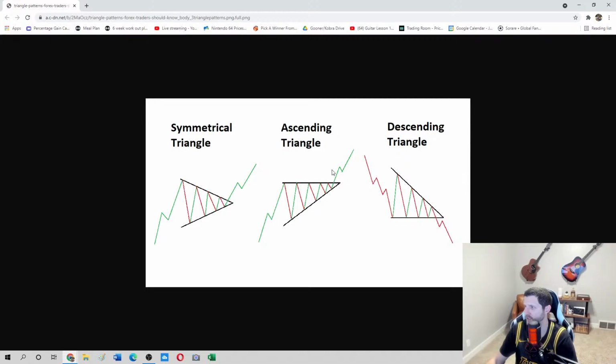Okay, so these are examples of continuation patterns, all right? Symmetrical triangle, break up, which is basically a bull pennant. Break up, consolidate, break out. Ascending triangle, again, you have this one resistance line. These are usually really easy to pick out.